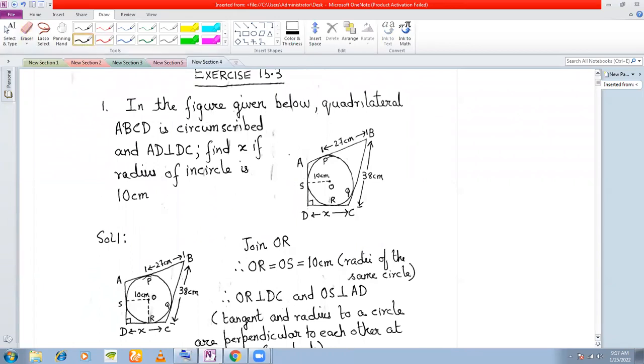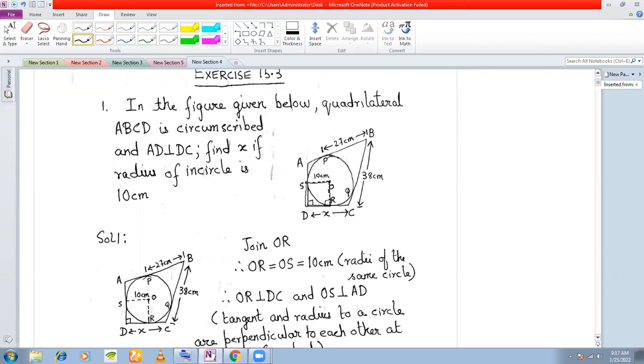The question is, find X if the radius of the incircle is 10 centimeter. Incircle means the circle that is inside the quadrilateral. If its radius is given, you need to find out the value of X. And what is X? X is nothing but the length of this DC. So let's see how to find it. First of all, from O, you drop a perpendicular on DC, so that this becomes a square.